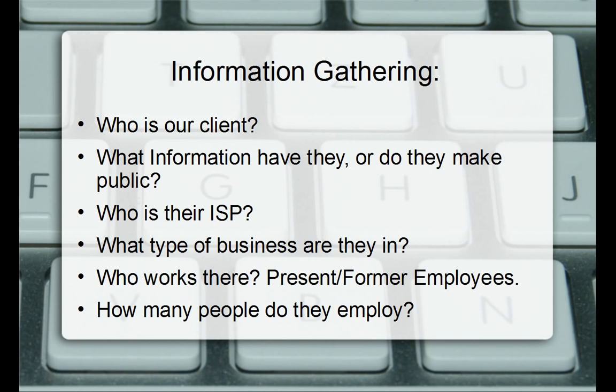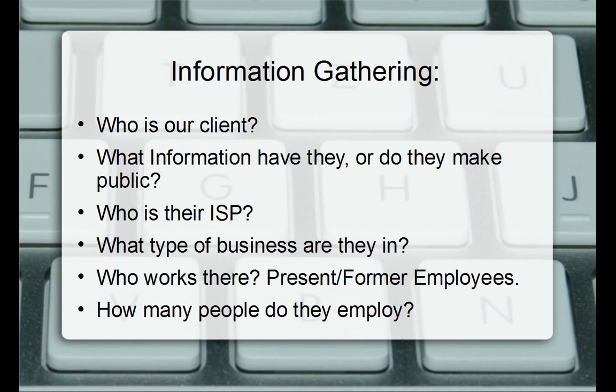So in the information gathering, here's what we want to do. What we want to find out is, who is our client? Who are they? What business are they in? You want to find out what they do, essentially, not only just their business name, but you want to gather as much information as possible, including what information they make public. Check their website. You'll be surprised at what a lot of companies put on their website. They'll put an email list of all the contacts inside of the company, which makes it really easy to do social engineering at that point, right?